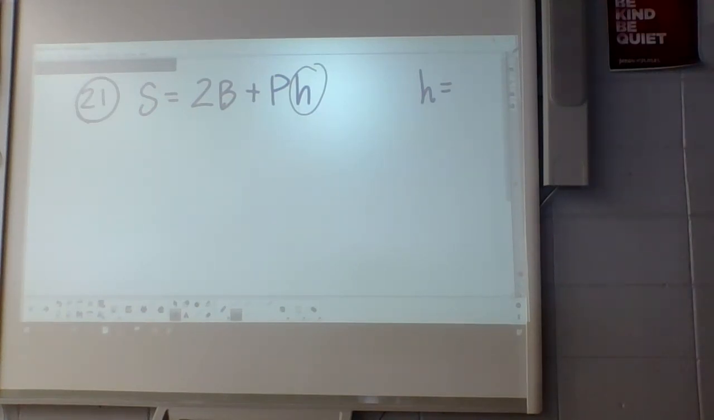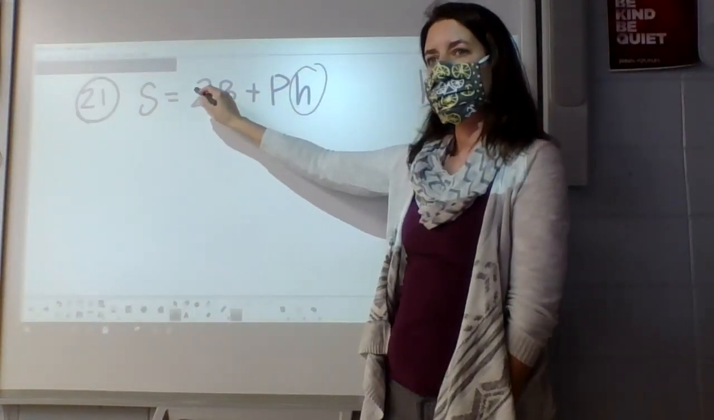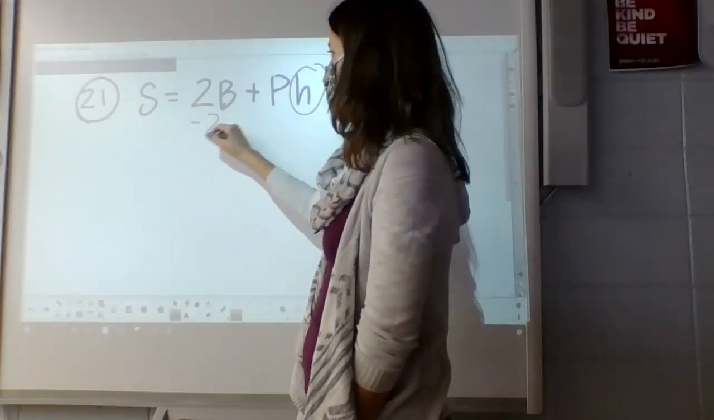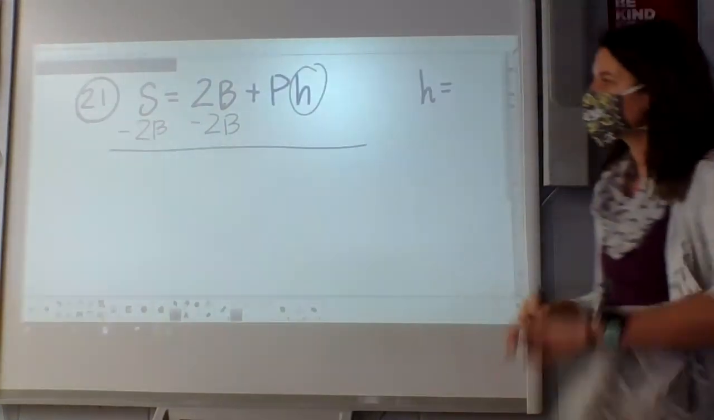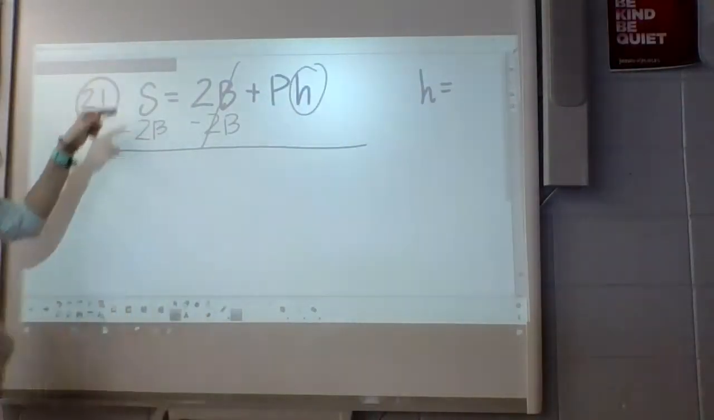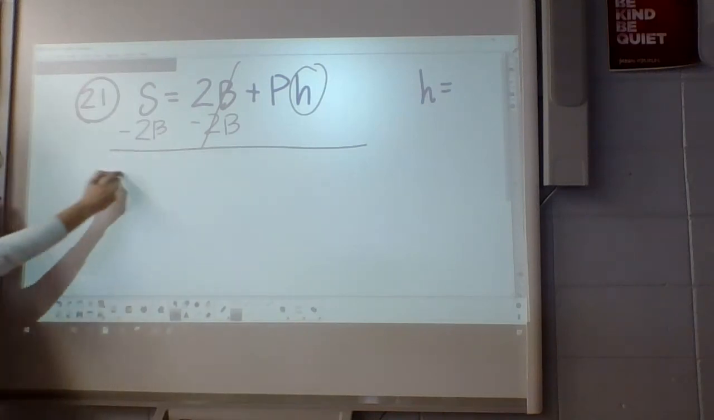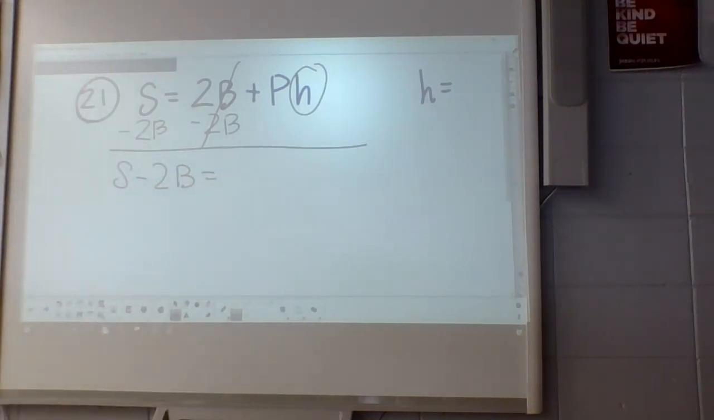We're going to undo addition and subtraction first. So what do we need to move away? What's being added or subtracted? The 2b. And since it's a positive 2b, we're going to subtract. So 2b minus 2b is no b's. Now these aren't like terms, so I'm just going to write them on the one side of the equal sign. And then on the right side, I'm just left with ph.